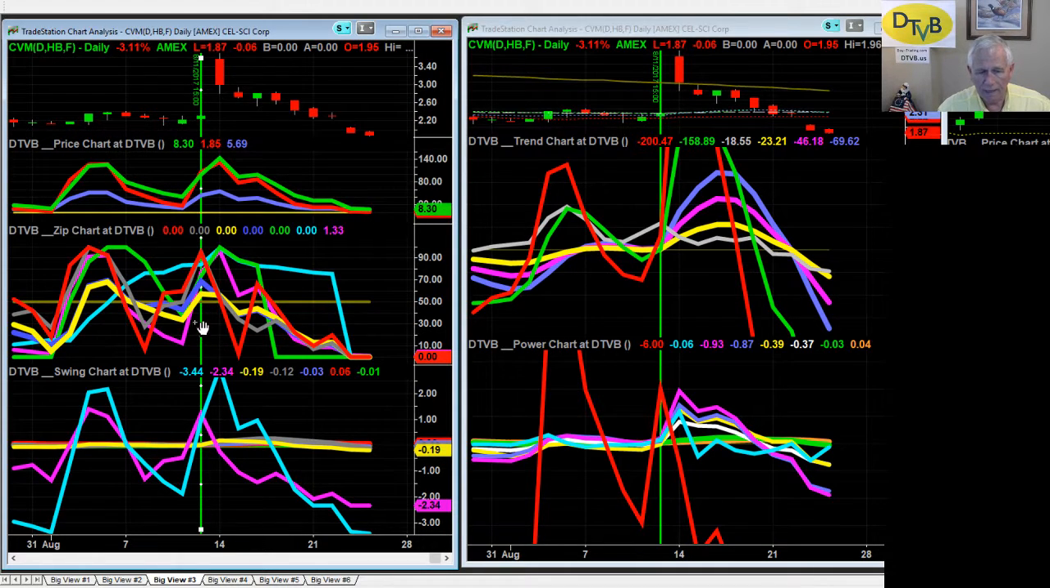We do, however, have some significant movement in the Zip yellow line. It's crossed over the 50. Whenever it crosses over the 50, that's very important.